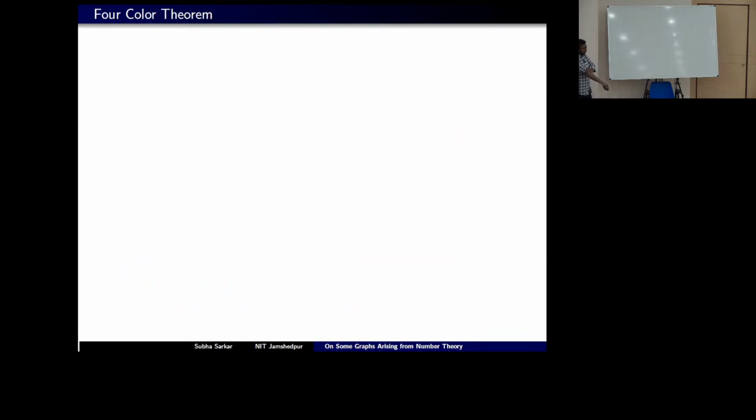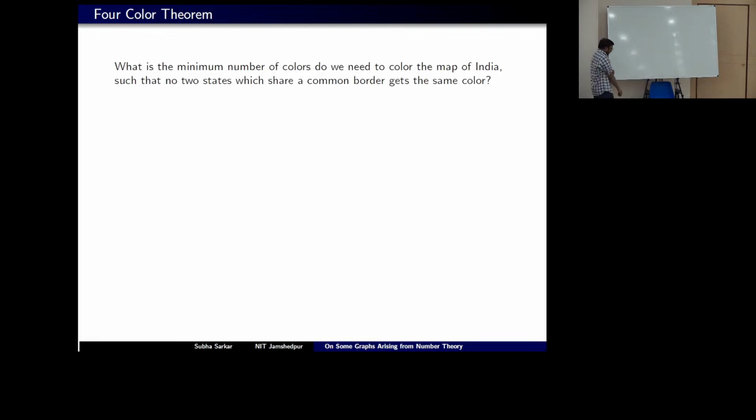Now again I will go to a historical problem, the 4-color theorem. Many of you may be aware of this problem. Suppose we want to color a map, say the map of India, or any map. What is the minimum number of colors we need to color the map of India such that no two states which share a common border get the same color?